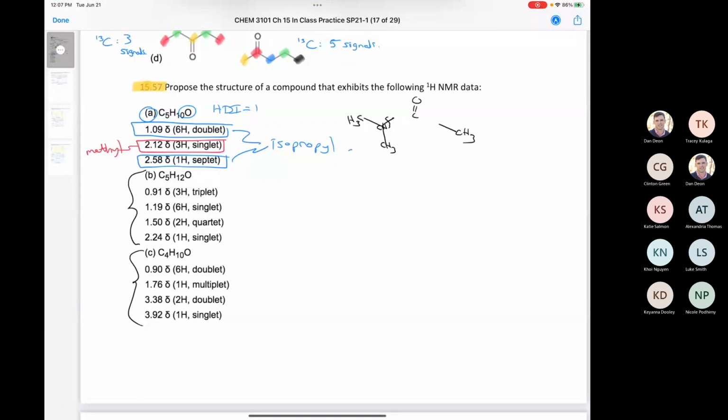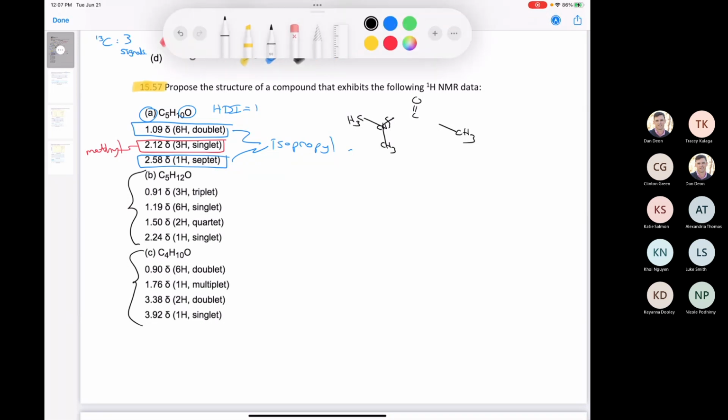Okay, we left off looking at question 15.57. And what we want to do now is see if we can put these pieces together to make a structure that makes some sense. So let's see if we can do that. We have an isopropyl group. So we have this isopropyl group here. Then we have a carbonyl, and we have a methyl group. And really, there's only one way to put that together.